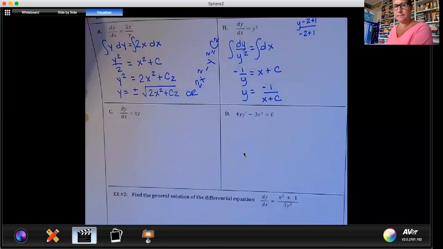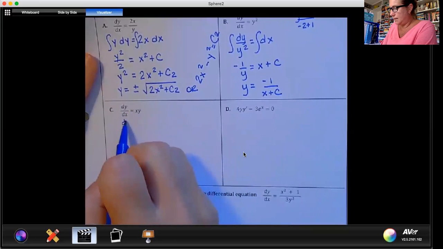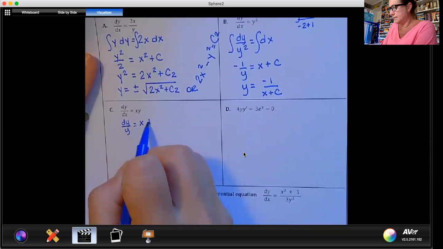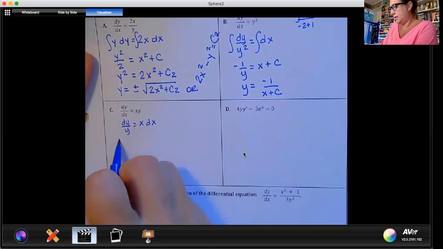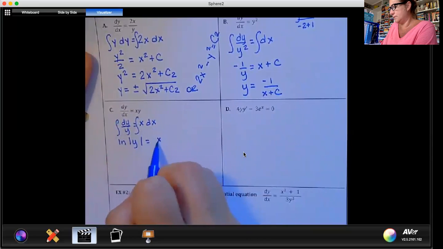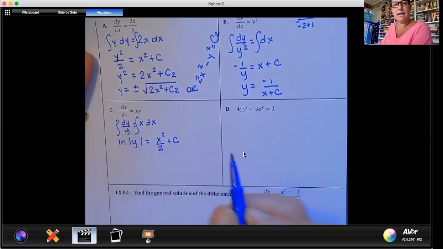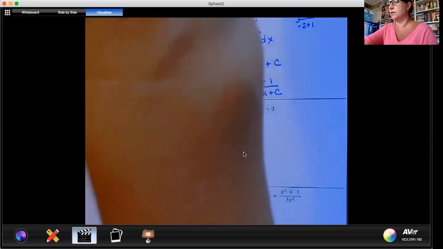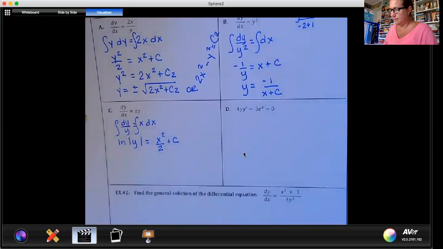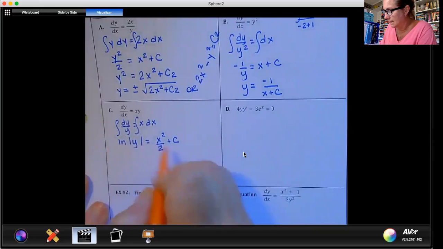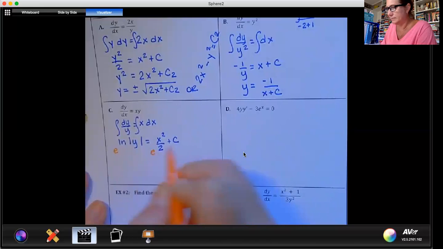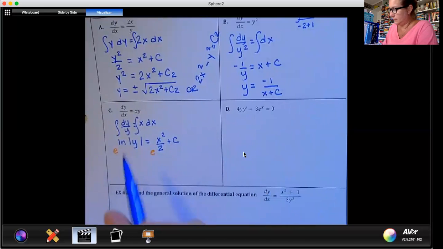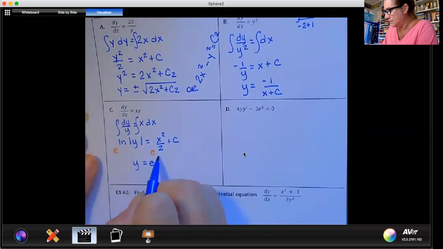Okay, part C, dy over y equals x dx. Ln absolute value of y, we are integrating, equals x squared over 2 plus c. Now, our y that we are solving for is inside of an absolute value. This is going back to your logarithm rules. To get rid of that ln, you have to make these sides exponents of e. So y equals e to the x squared over 2 plus c.